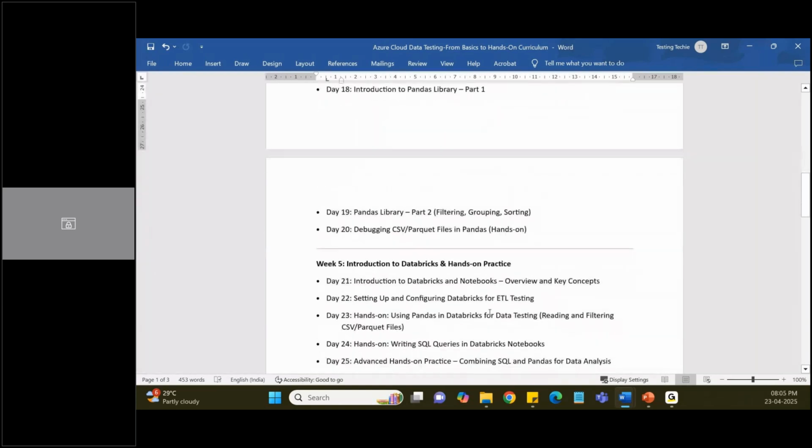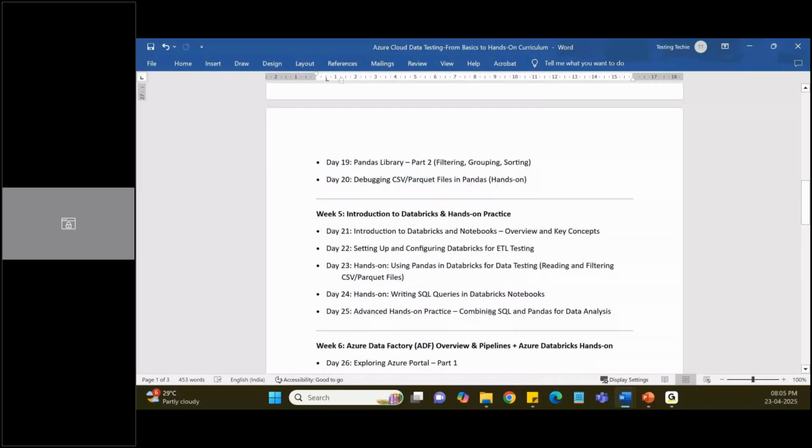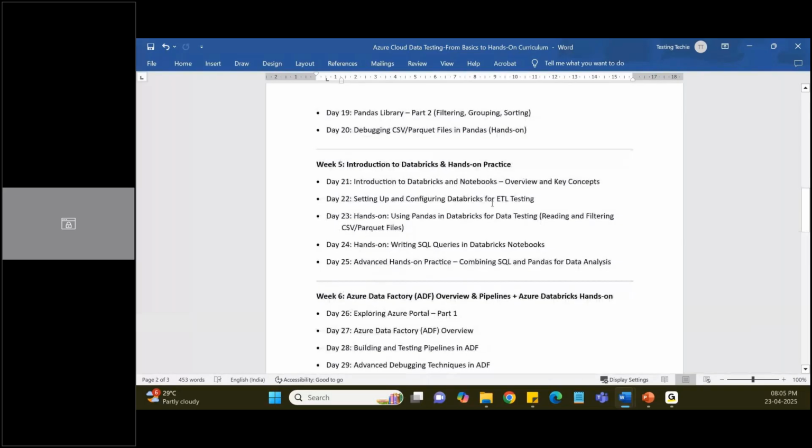After that, we'll move forward with Databricks. We'll get familiarized with Databricks, how we should write a notebook, how to include various Python scripts to perform data analysis or data cleansing operations. So we will have hands-on sections on this as well.